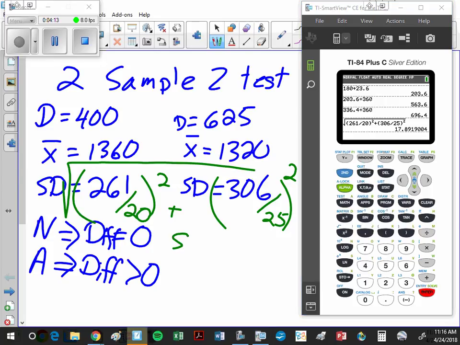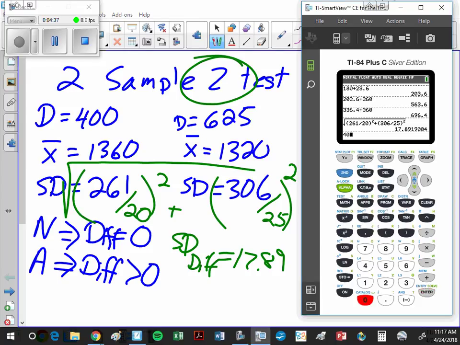All right, SE difference is 17.89. What do I do? Need the z-score. So 1360 minus 1320 is 40. Then I take 40, divide it by the SE difference, and I get 2.23.